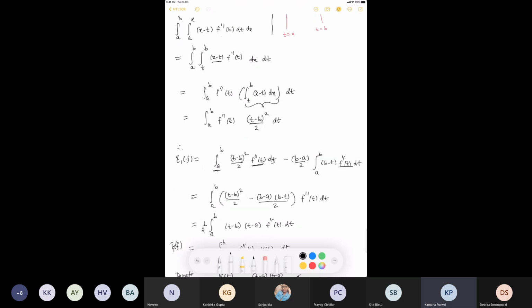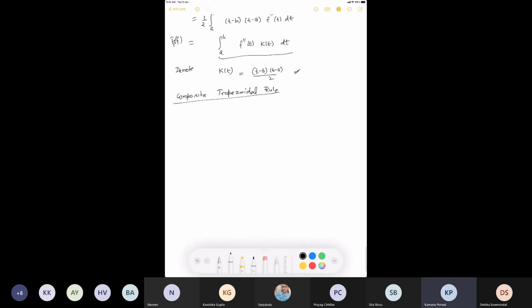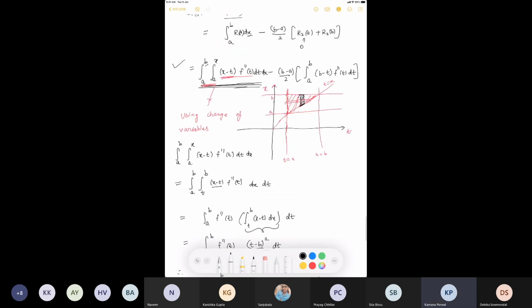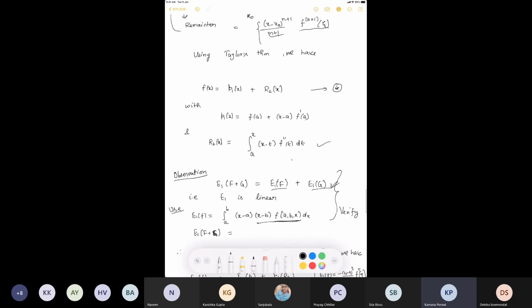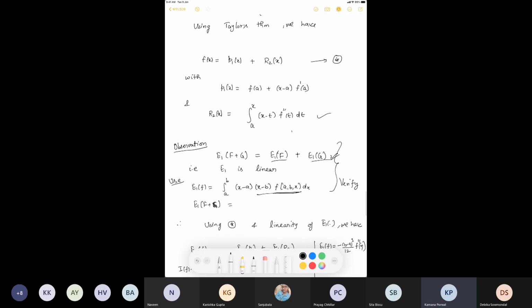So the underlying idea remains the same. So I will be writing f. Okay, so let me directly write the error formula. So you will be mimicking the same steps what we have done here, but it will be happening on each of the subintervals.